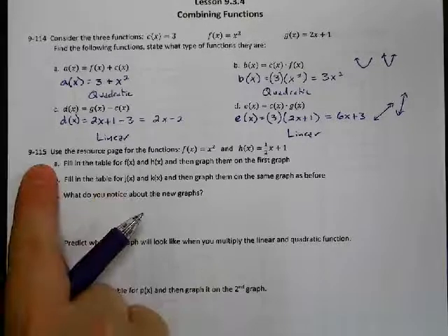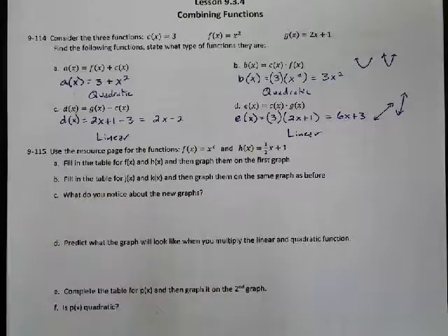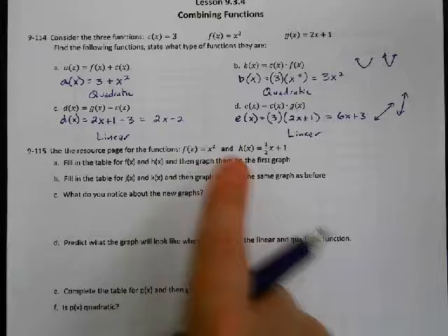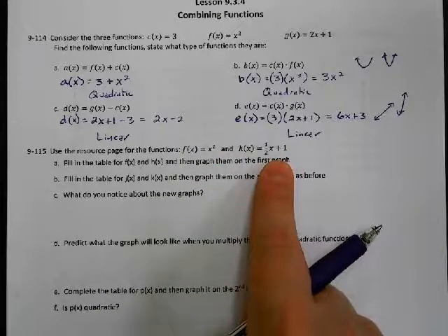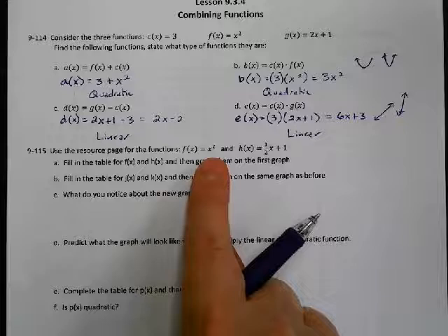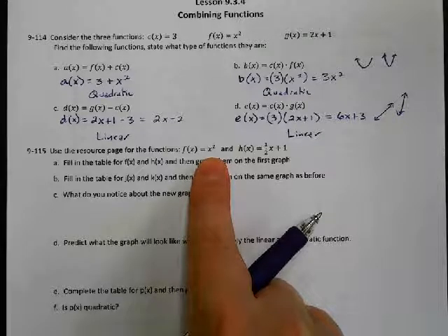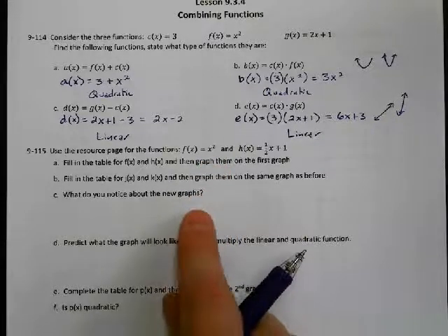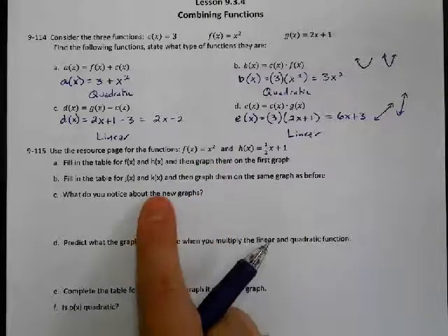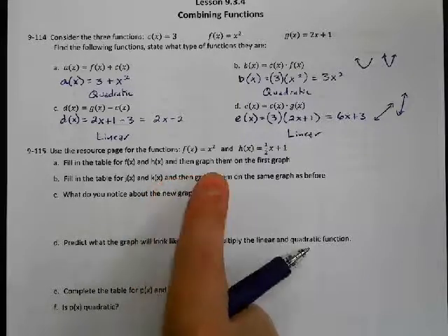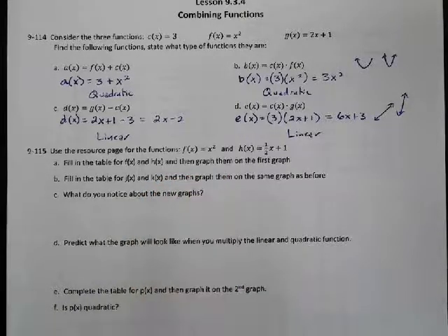All right, 9-115, we're going to look at these two functions, x squared and 1/2 x plus 1. So we've got a linear function and a quadratic function. So here's my linear, h of x. My quadratic is x squared. I'm going to use the resource page and fill in f of x and c of x and then graph them on the first graph. All right, so I'm going to flip it over.